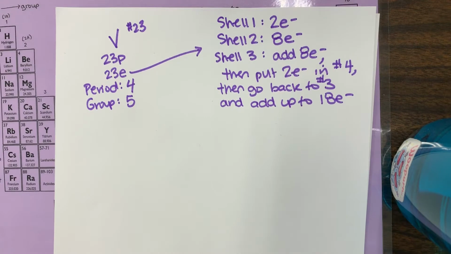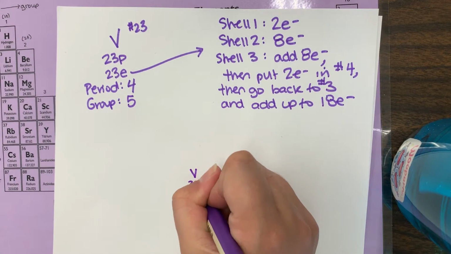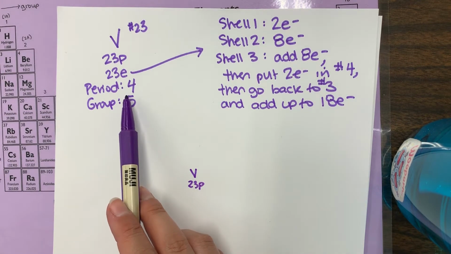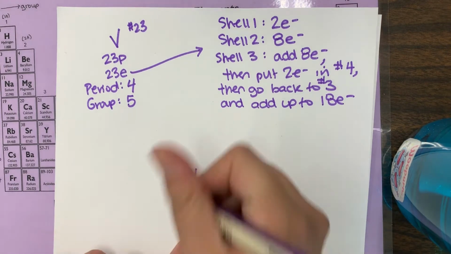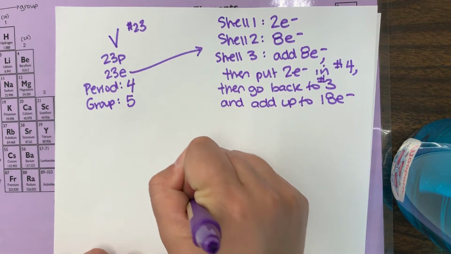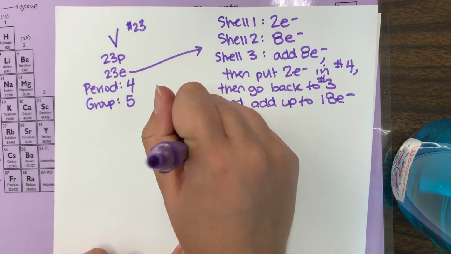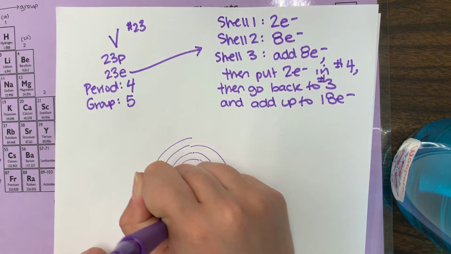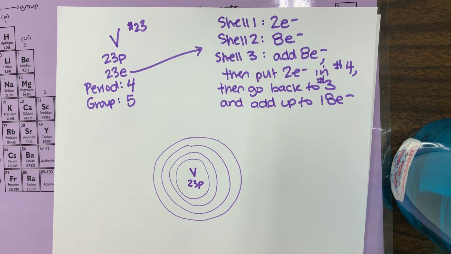So what do we do? First, we put our symbol and 23 protons. Now, it's in period 4, that means it has 4 shells. So we can go ahead and draw 1, 2, 3, 4. Okay, we have 4 shells, and we need to put electrons on those shells.